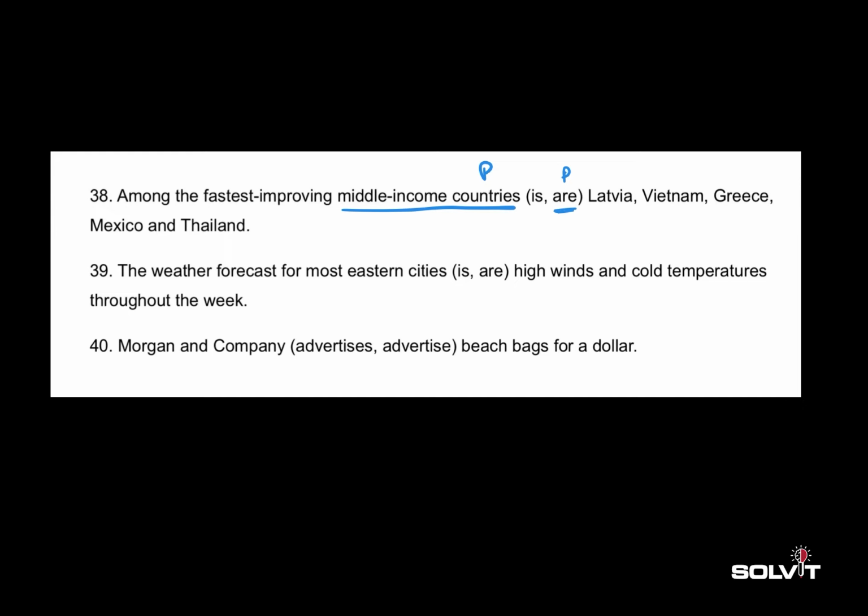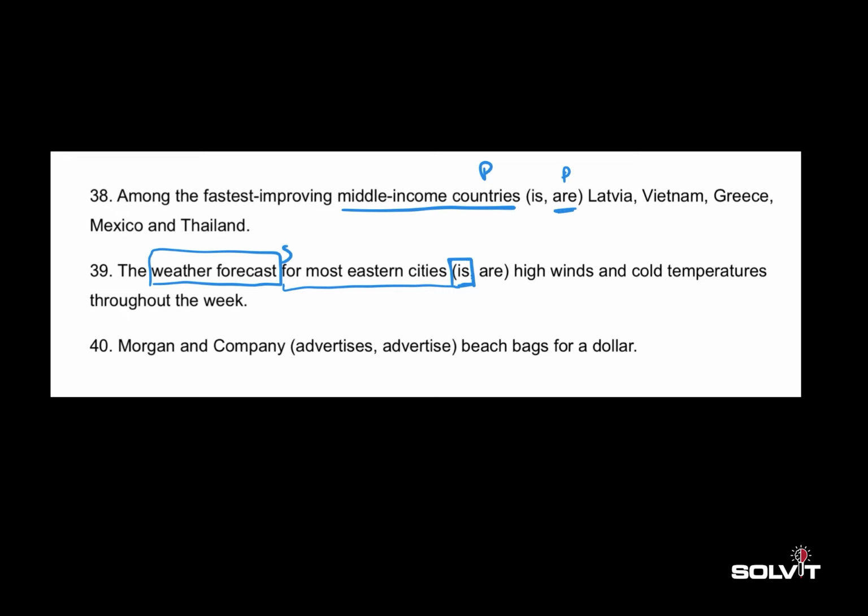Question 39 is: the weather forecast for most eastern cities dash high winds and cold temperatures throughout the week. Now see, what is the subject of the sentence? The subject is weather forecast. And what is weather forecast? It is singular. Now see, just because this is just an extra phrase in the middle, for most eastern cities, right? So don't get confused by this. Just because most eastern cities is plural does not mean that your verb will be plural, because the subject of the sentence is still the weather forecast. Okay, this sentence is not about the eastern cities, this sentence is about the weather forecast, so your verb will be singular. The weather forecast for most eastern cities is high winds and cold temperatures throughout the week.